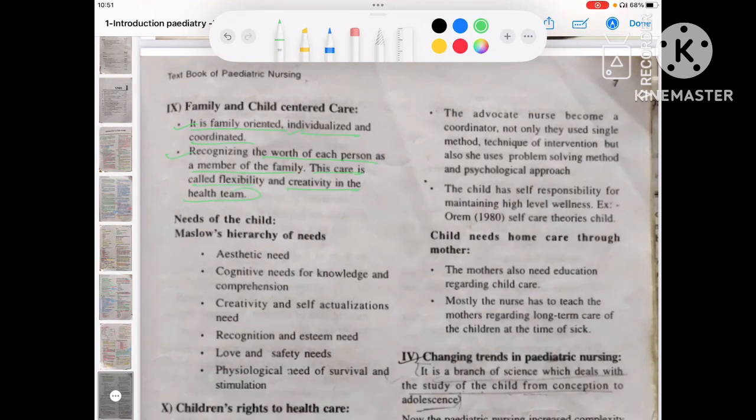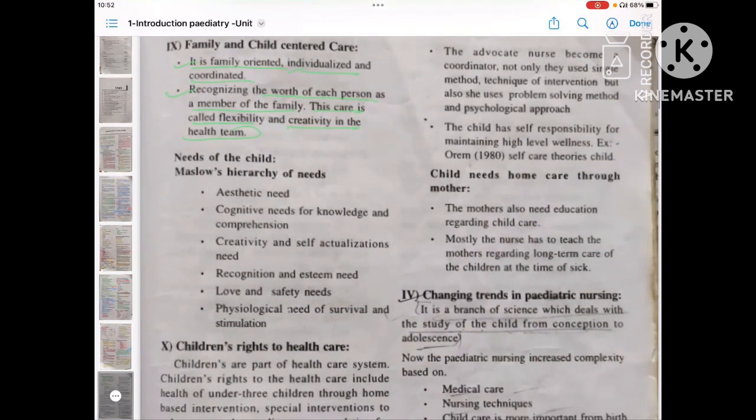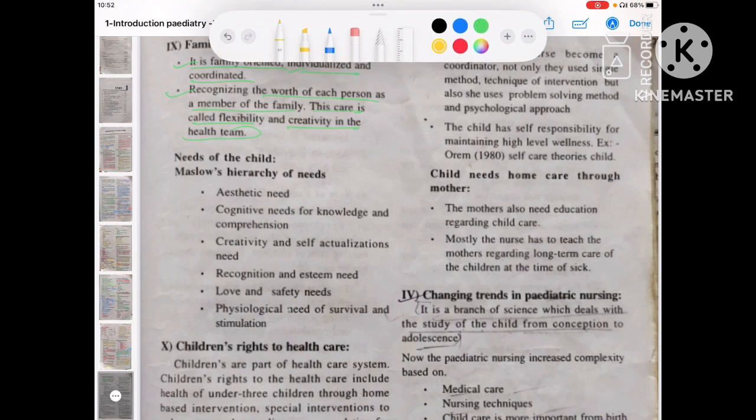If it is the small children, they will give value for the family and their children. And next, the needs will become the needs of the child. What are the needs? Maslow's hierarchy of needs.